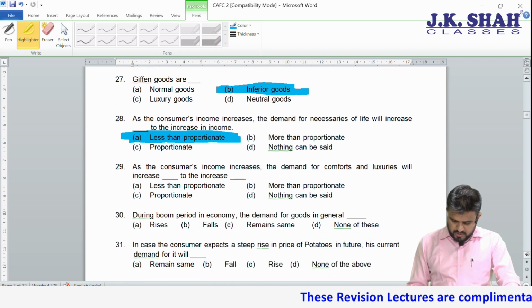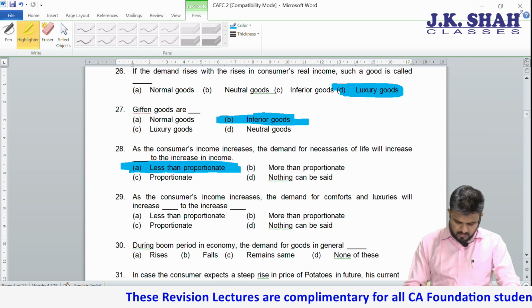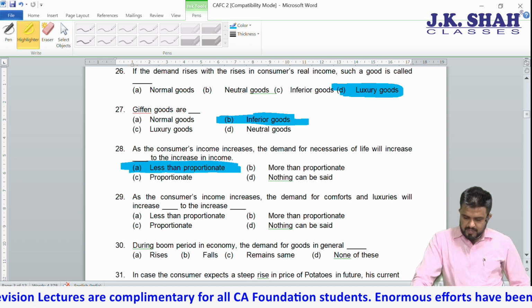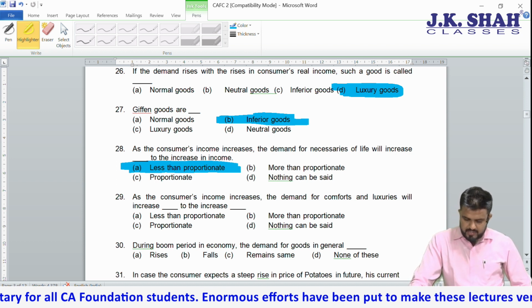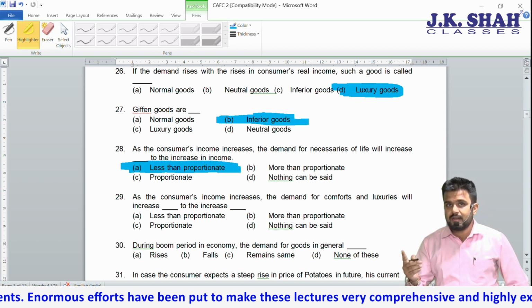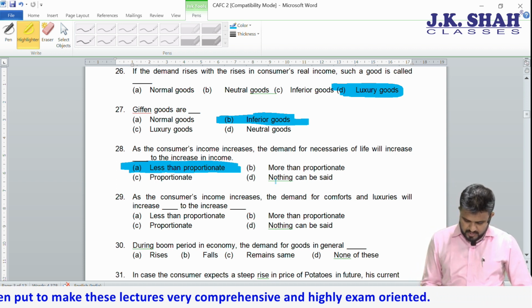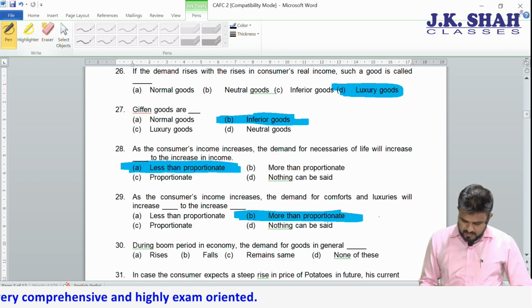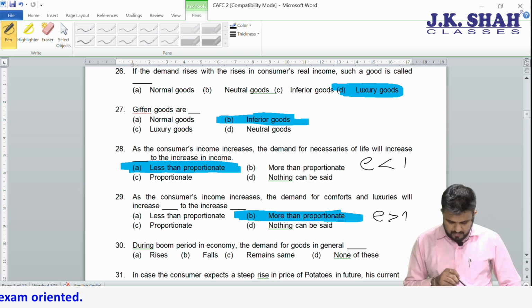Moving to the next, that is 29th. Now what 29 says, as the consumer's income increases, the demand for comforts and luxuries will increase. So it will be greater than 1, relatively elastic demand. So the option says more than proportionate. So please remember, this is E will be greater than 1. Here E will be less than 1.